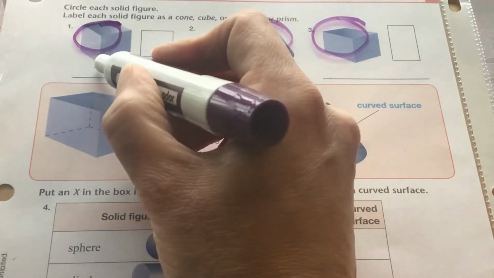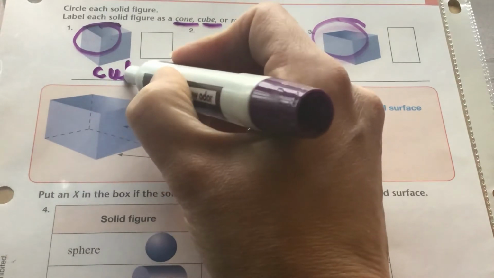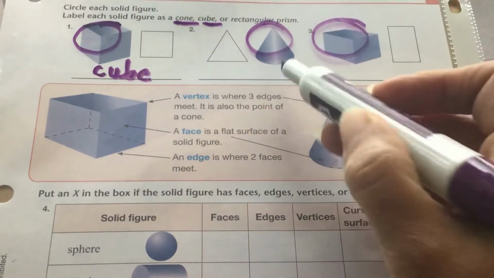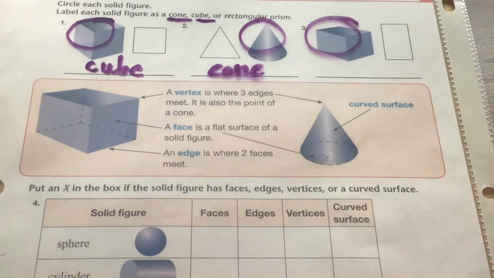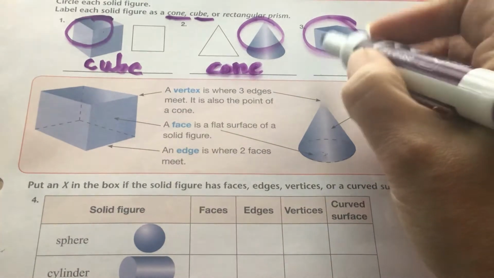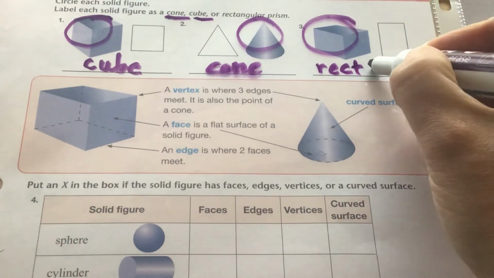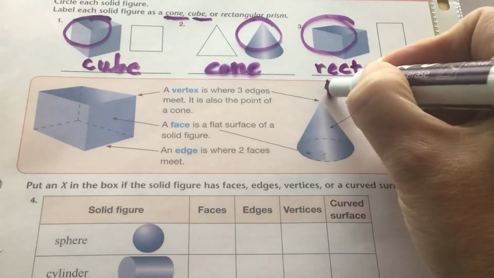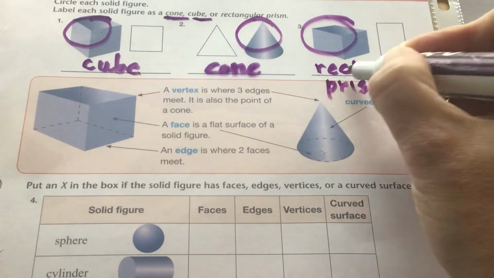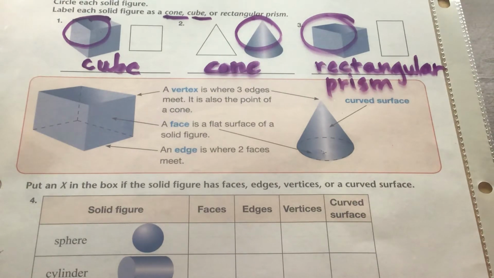So here they want us to label it. Well, they give us the words here to use. So this one is a cube, and I know all of you know what a cube is, and a cone. This last one is maybe a new term for you, and it's a really long word, so you might have to break it up. So you have rectangular, and then the word prism, P-R-I-S-M, rectangular prism. All right, so there's more than one type of prism, and that's why it's specified rectangular.